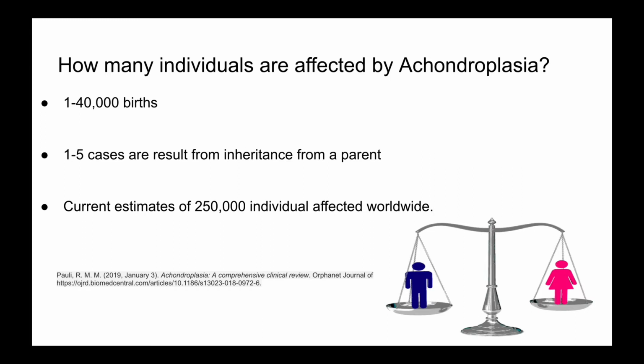So how many individuals are affected by achondroplasia? It is estimated that 1 out of every 40,000 births results in achondroplasia dwarfism. However, 1 in 5 cases are a result of inheritance from a parent. And the current estimate of the global population is that achondroplasia dwarfism affects 250,000 individuals worldwide.